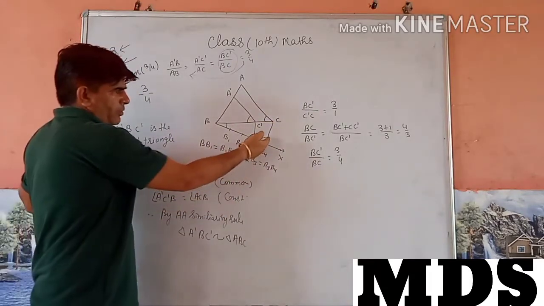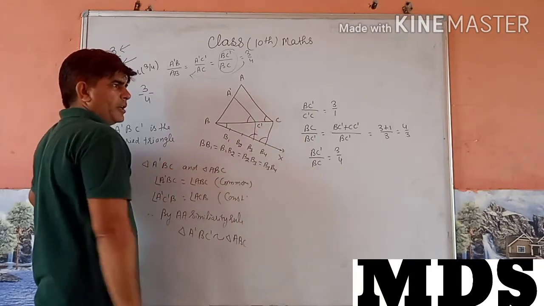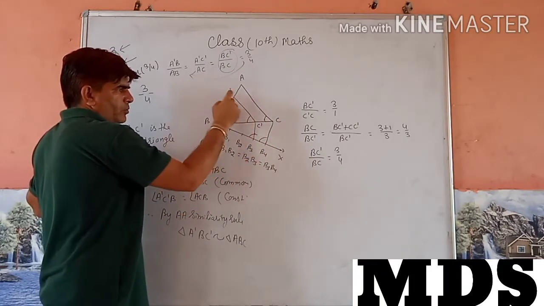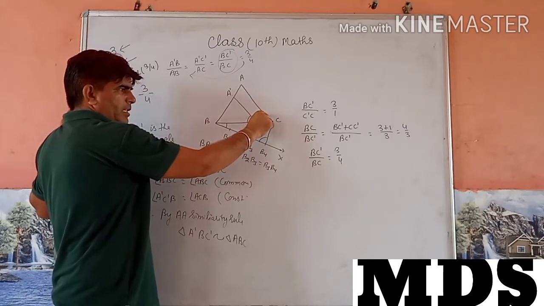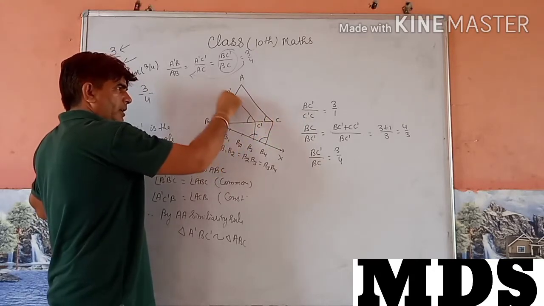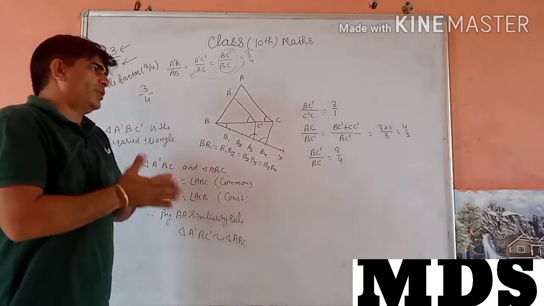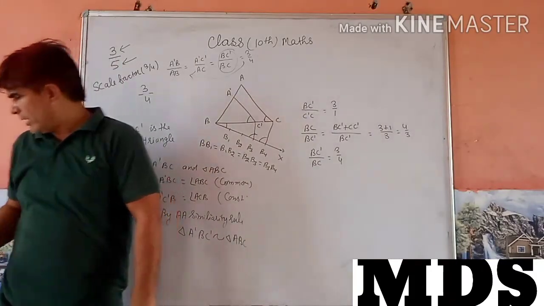Some angle is formed here, so that same angle you can make here and join up to C dash. Now measure this angle, make the same angle here and join this A dash C dash. So A dash B C dash is your required triangle.